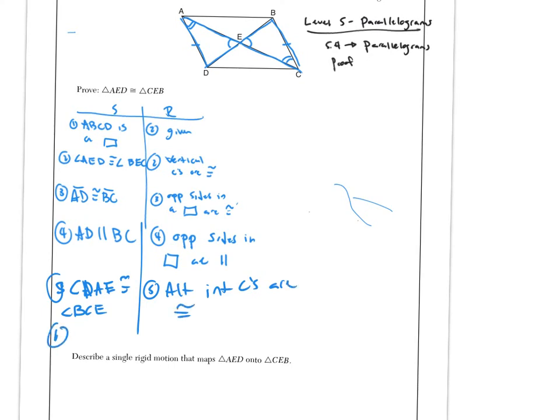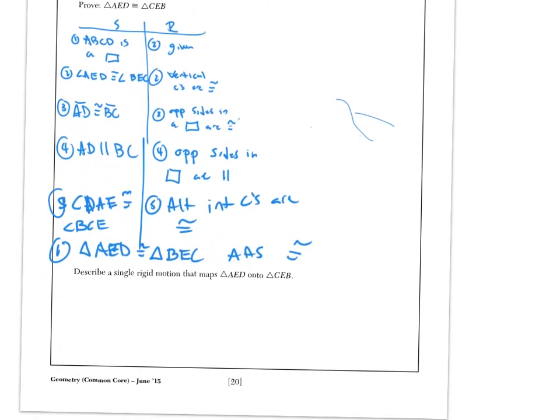And then now I can finally state triangle AED is congruent to triangle BEC because of angle side congruence. And then finally it says describe a single rotation that would map it onto each other. I would just do a rotation 180 degrees counterclockwise around point E.